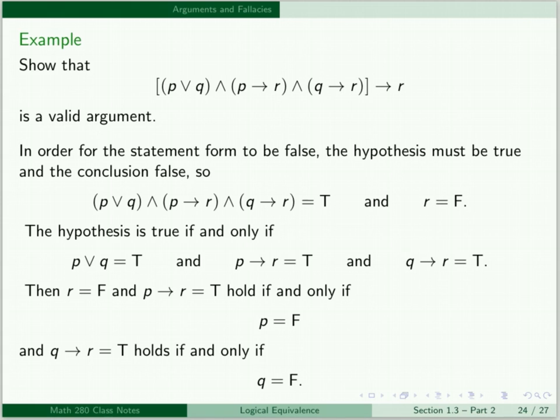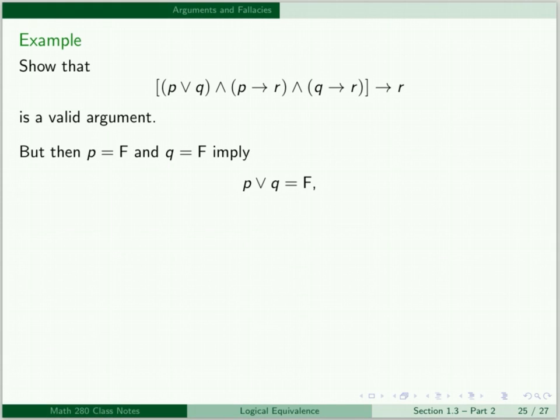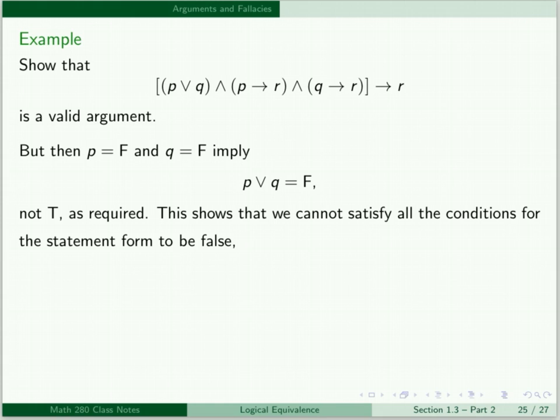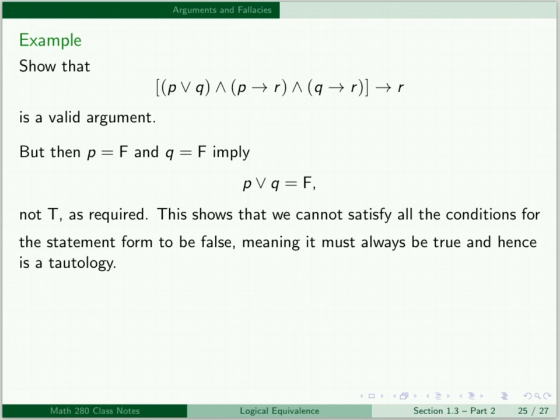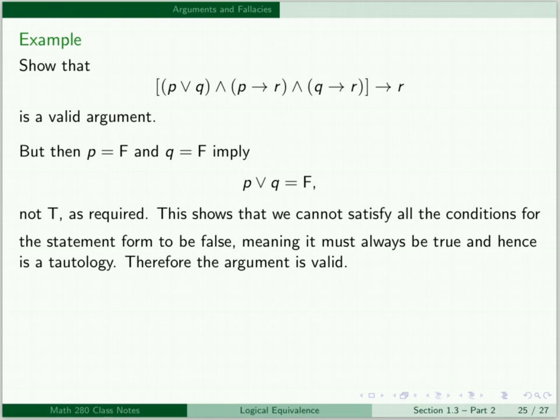So now we have P must be false, Q must be false, and R must be false in order for the hypothesis to be true and the conclusion to be false. But then P is false and Q is false together imply that P or Q is false. And we said earlier that this had to be true. So this shows that we cannot satisfy all the conditions for the statement form to be false, meaning it must always be true, and hence is a tautology. Therefore, the argument is valid.